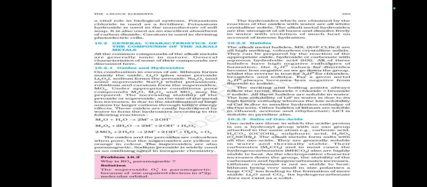color. The superoxides are also paramagnetic. Sodium peroxide is widely used as an oxidizing agent in organic chemistry. Problem 10.3. Why is KO2 paramagnetic? The superoxide O2- is paramagnetic because of one unpaired electron in a pi 2p molecular orbital.